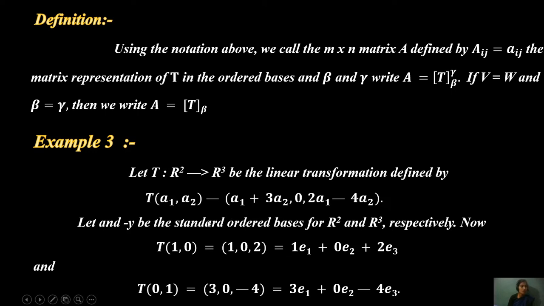When putting the value (0, 1), a1 is 0 and a2 is 1, so the first entry is 3, the second is 0, and the third, with a1 = 0 and a2 = 1, is −4. Then 3e1 + 0e2 − 4e3 will be generated. In the same way, for (1, 0), the entries are 1, 0, and 2, solving the problem for (0, 1) and (1, 0).